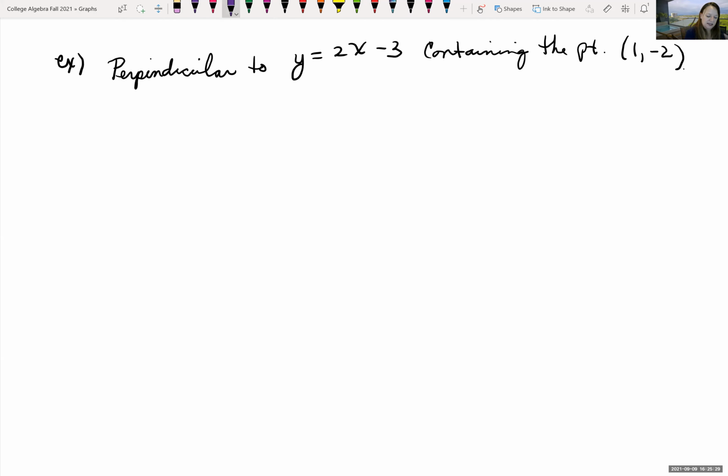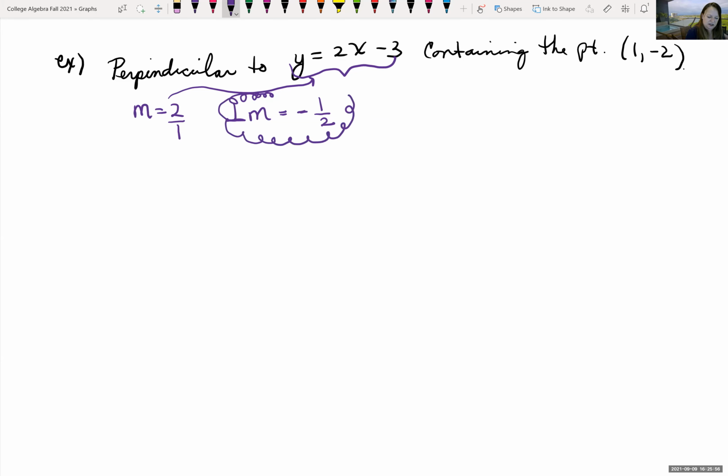Looking at this, my slope is 2. So the perpendicular slope, recall, was the negative reciprocal, so opposite sign, negative. We can think of 2 as 2/1, so flipping that, we get -1/2. So we know what our slope is. We know what our point is. Let's plug it in. Our y value, -2, is equal to my slope, -1/2, times x, which is 1, plus b.